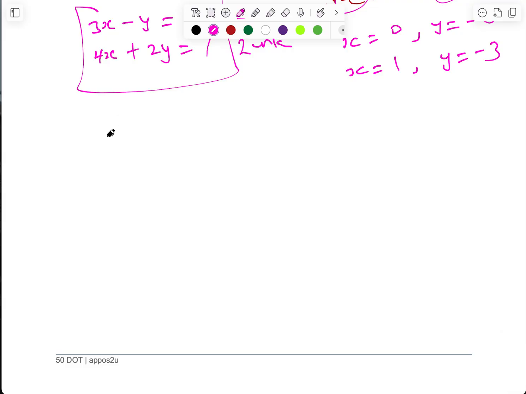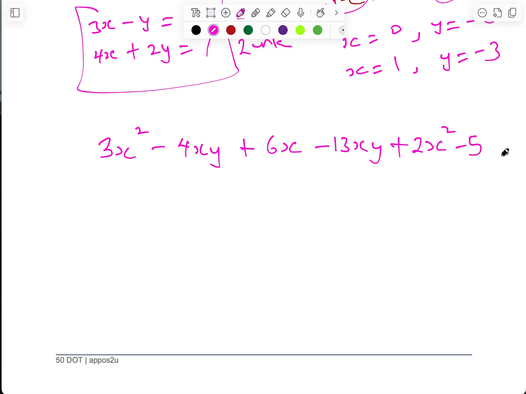So one thing you need to know is that you need to do something we call collecting of like terms. Such that if I give you several expressions, let's say I give you something of this nature, say 3x squared minus 4xy plus 6x minus 13xy plus 2x squared minus 5 plus, let's see, just plus x.